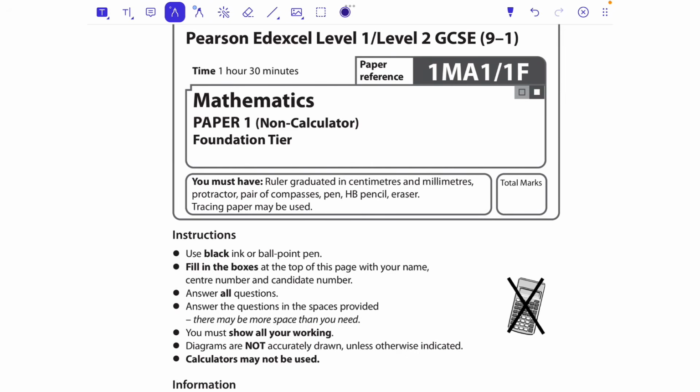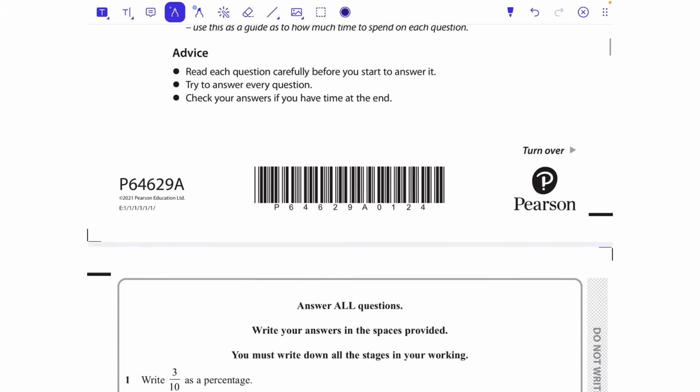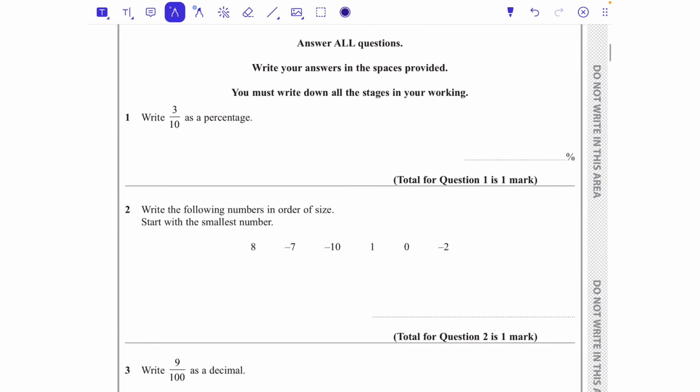Okay, so this is the November 2021 paper, Foundation Tier, paper 1, so non-calculator. This will be an hour and a half exam. Let's do it. So question number 1, write 3/10 as a percentage.